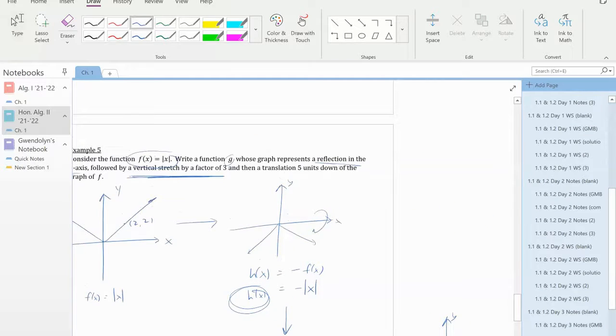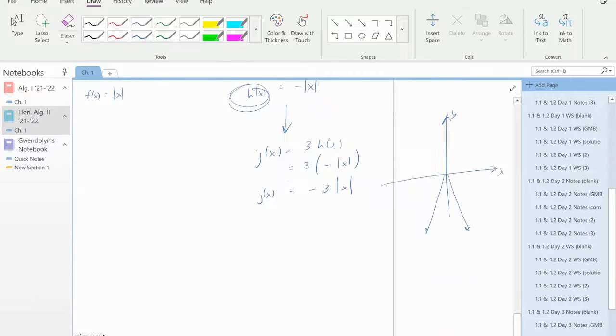Then translate it 5 units down. So they said the final answer was g of x. So we're going to take the last way we wrote it and move it down 5 units. And then we have it.